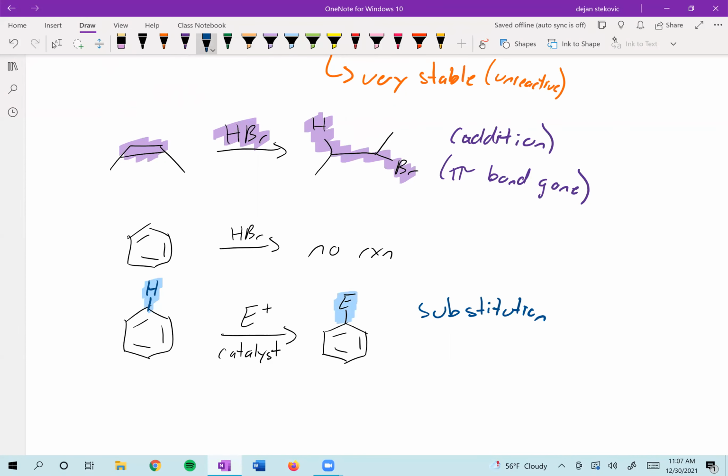And then note that our aromatic system is retained, right? We still have that benzene ring. We didn't delete out any pi bond.